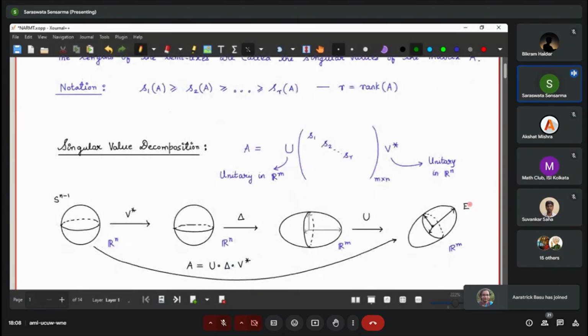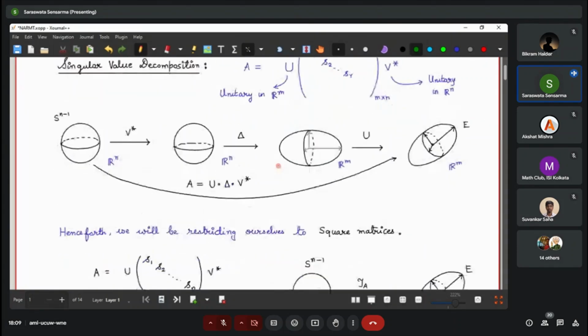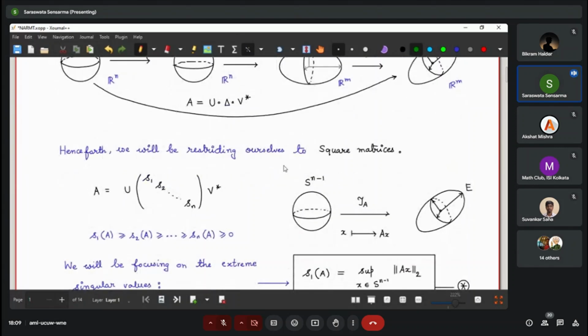So basically what is going on in this decomposition is that the map from a sphere to an ellipsoid is being decomposed into a rotation, then a scaling along those semi-axes, and then a rotation of those semi-axes. So this is a geometric way of visualizing what the singular value decomposition really is. Notice that V is a unitary from Rn to Rn, and U is a unitary from Rm to Rm. Now we won't be needing much of it, but it was just a recap. And we will henceforth be restricting ourselves to square matrices.